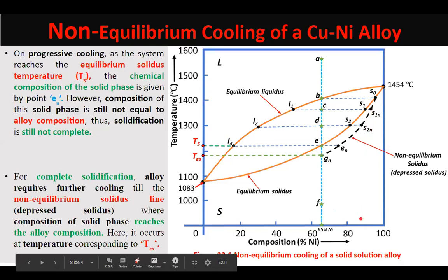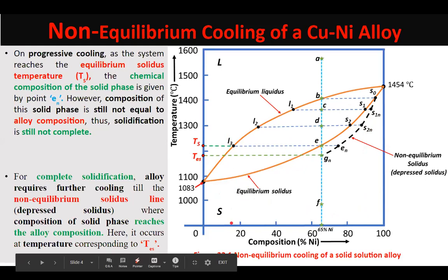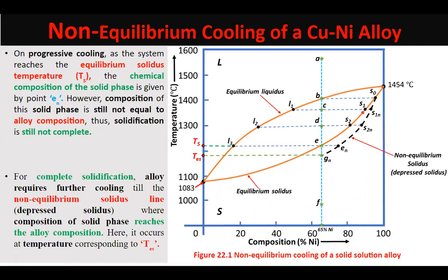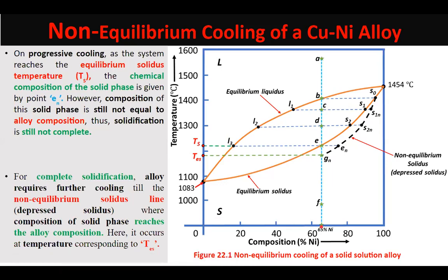But in the end, the last solid that will get formed, from the last liquid that would convert into solid, is again not of 65 nickel. This is very rich in the other element, that is copper, the low melting point. So the initial solid that was getting formed is rich in the higher melting point constituent, that is nickel, and the later solid that is getting formed is rich in the lower melting point constituent, that is copper. But you require the solid to be everywhere of 65 nickel, 35 copper.